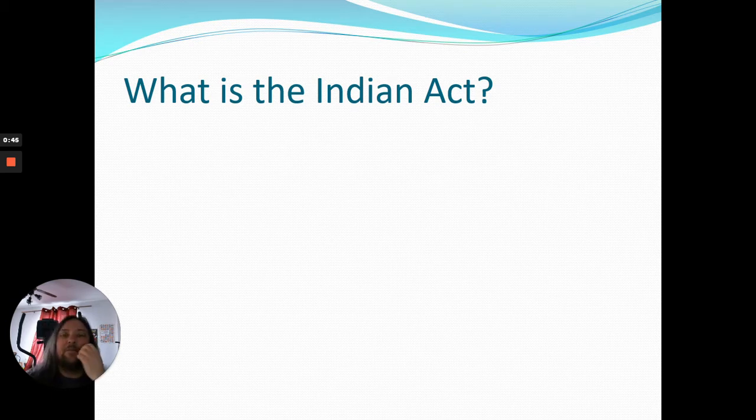Plus, the way that I set up the reading questions is that you don't necessarily need to sit and read it cover to cover. It guides you through certain sections of it. Hopefully these slides will help, if you're having trouble with the reading itself, and clarify a few things. So what is the Indian Act anyway?